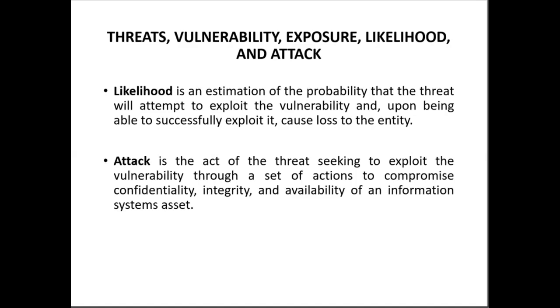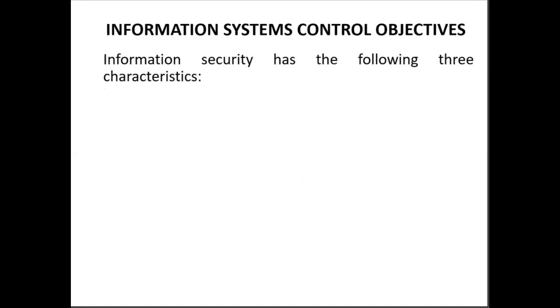Now, what could an organization do in terms of information system control? Information system security has three characteristics, which we also need to examine. Information security has the following three characteristics. The first one is confidentiality. An organization should always ensure that accessibility to data or key information resources is only allowable to authorized individuals. And these authorized individuals are the only people who must have access to those information resources. That is confidentiality.